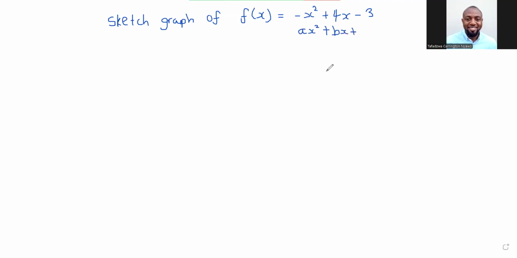So the first step, which I'm going to call step one, will be to find the shape before I even draw. So the shape, I look at a. This a here gives me the shape. And my a, as you can see, is going to be negative 1, because there's a negative 1 right there.